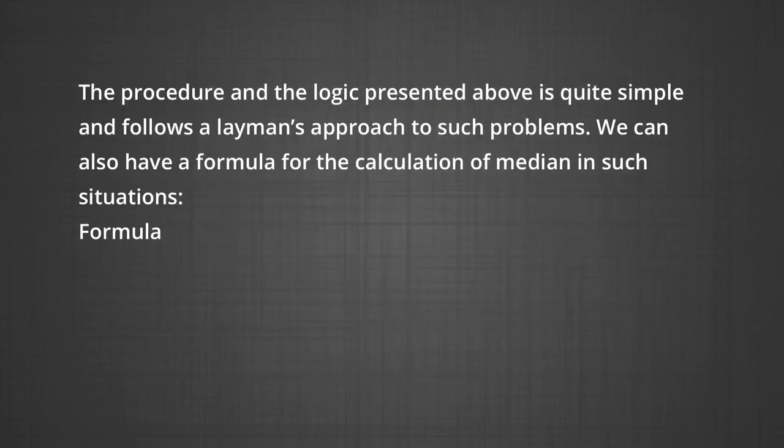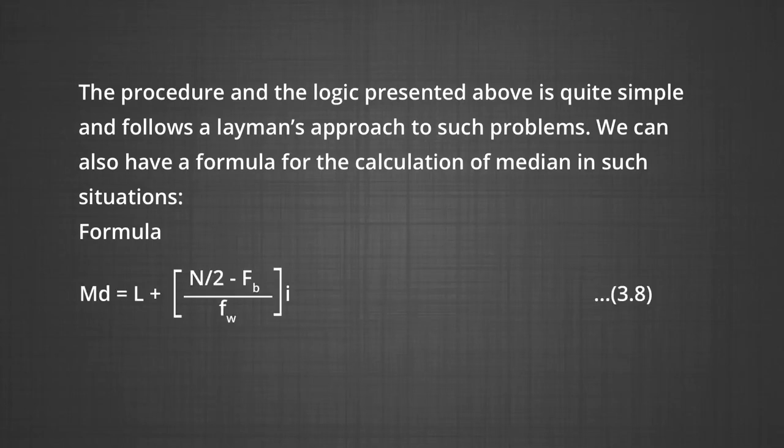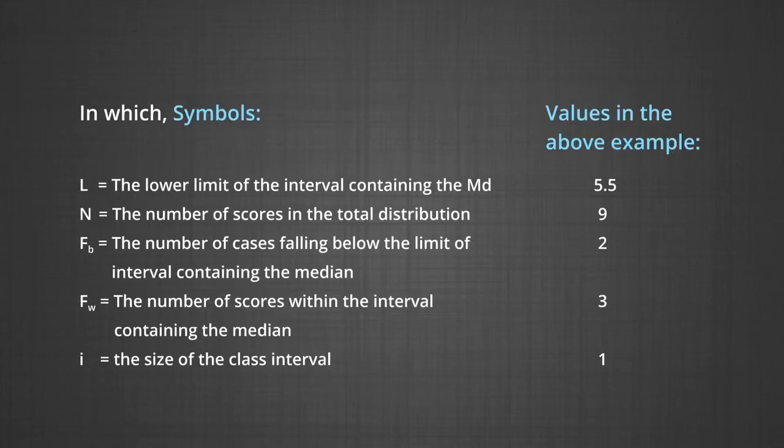Now, the procedure and the logic presented above is quite simple and follows a layman's approach to such problems. We can also have a formula for the calculation of median as given below. The formula shows median is equal to L plus within bracket N upon 2 minus FB upon FW times I. Now, the symbols are like this.